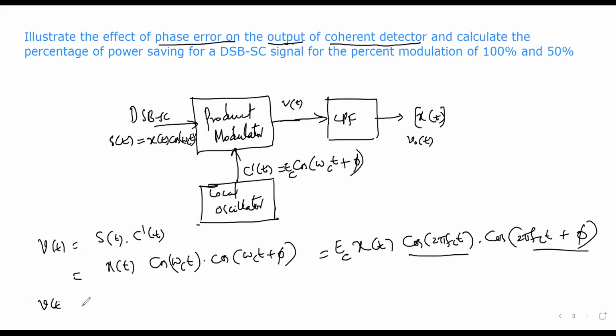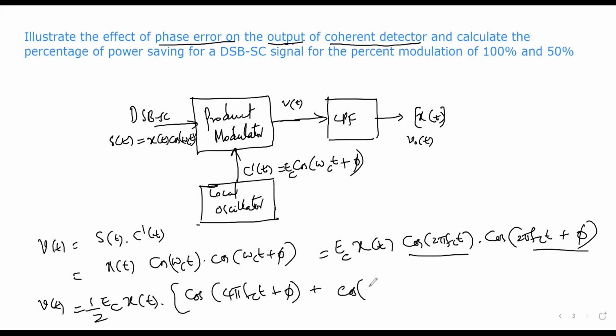So the V of t expression will become 1 by 2 EC x of t multiplied by cos A cos B, right? Cos of A plus B. So that will become cos of 4 pi FCT plus pi plus cos of A minus B. Correct? 1 by 2 into cos of A plus B plus cos of A minus B.